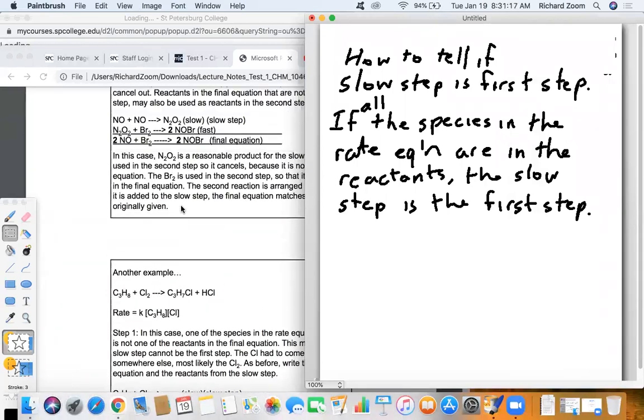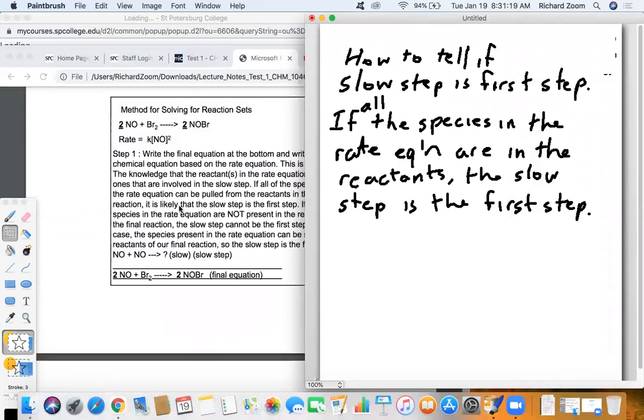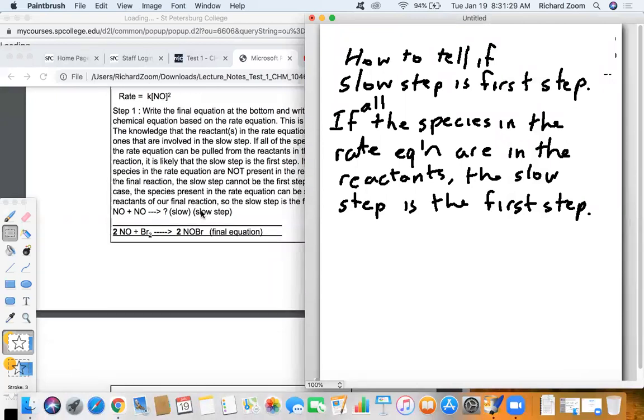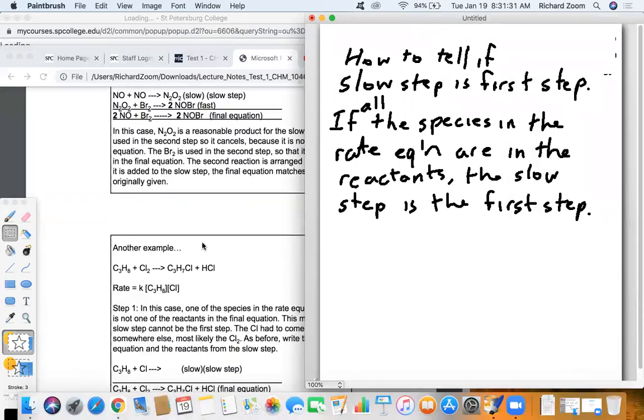So let's go back to the previous one. You'll notice in the previous one we had 2 molecules of NO, and there are 2 molecules of NO as a reactant here. But in this instance, we've got Cl, and Cl is not a reactant. So this is what I want you to understand. If Cl is in the rate equation, then you've got to be asking the question, well, where the heck did Cl come from if it's not a reactant?